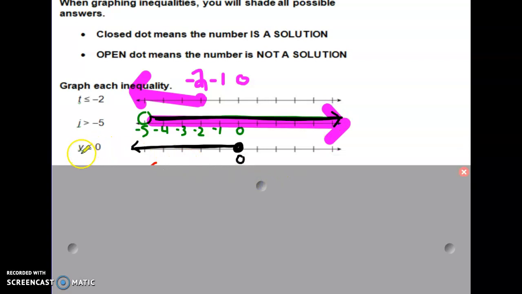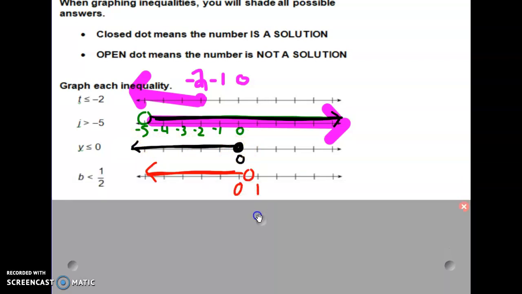With the third one, a number is less than or equal to 0. So I'm going to put my dot at 0. I'm going to think, can 0 be a solution? Yes, it can. So I'm going to shade it in. And then I'm going to shade to the left. All numbers less than 0.